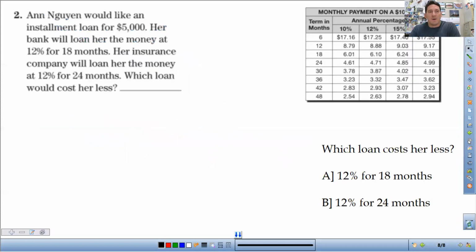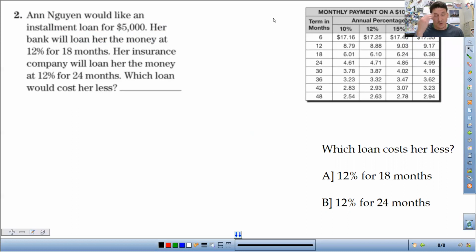So we have Ann Nguyen, who would like an installment loan for $5,000. Her bank will loan her money at 12% for 18 months. Her insurance company will loan her money at 12% for 24 months. Which loan costs her less? So this is actually number 2 from your assignment today from the worksheet.